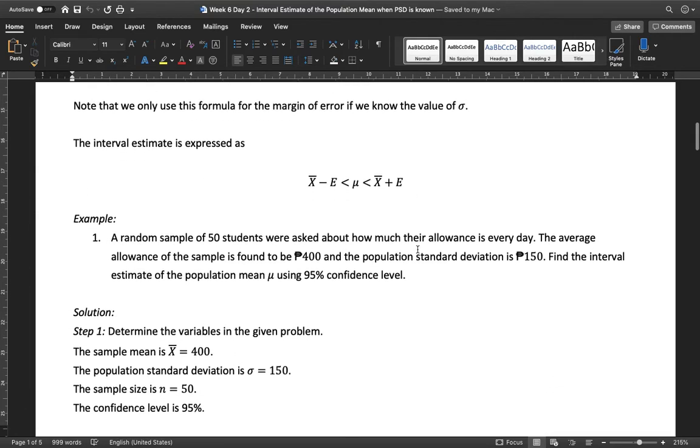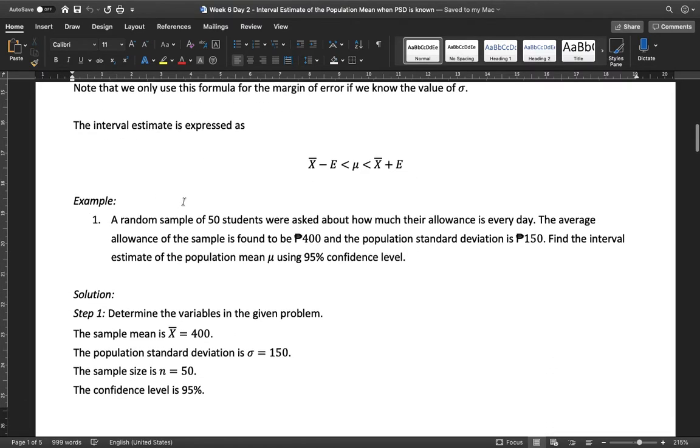So, let's have an example for that. A random sample of 50 students were asked about how much their allowance is every day. The average allowance of the sample is found to be 400 and the population standard deviation is 150 pesos. Find the interval estimate of the population mean using 95% confidence level.